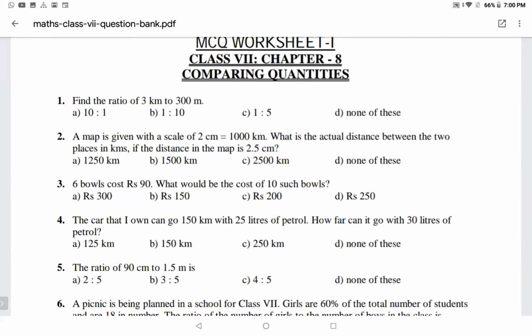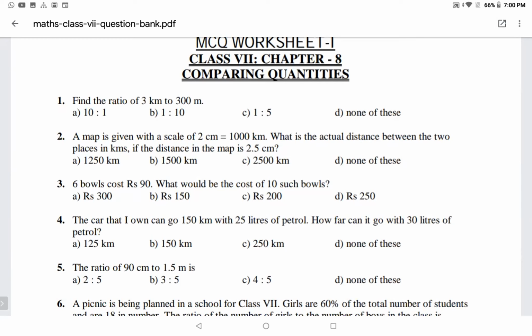Find the ratio 3 kilometers to 300. You need to convert first. Second one, a map is given with a scale: 2 centimeters is 1000 kilometers. What is the actual distance of two places in kilometers? The distance in the map is 2.5 centimeters. Okay.